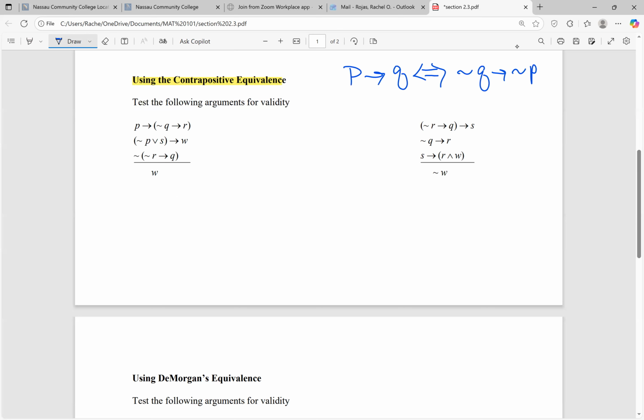I have 3 premises, which I'm going to assume are all true. There's too much going on here for me to use the direct approach. I can't directly figure out any values of P, Q, R, S, or W because there's too many possibilities for these conditional statements to be true. Again, we have conditional statements here, so let's think, okay, maybe I can use possibly the conditional equivalence or maybe the contrapositive because that also involves conditional.